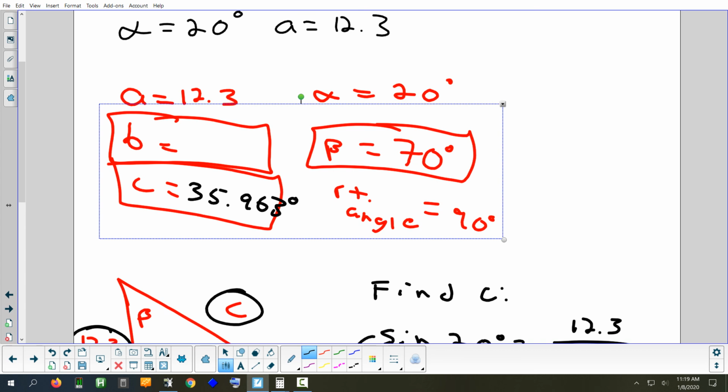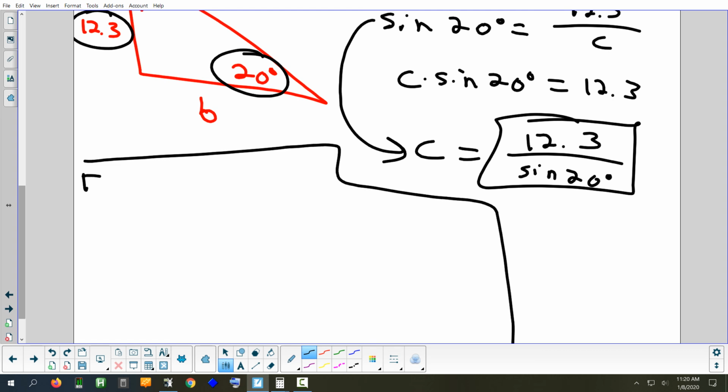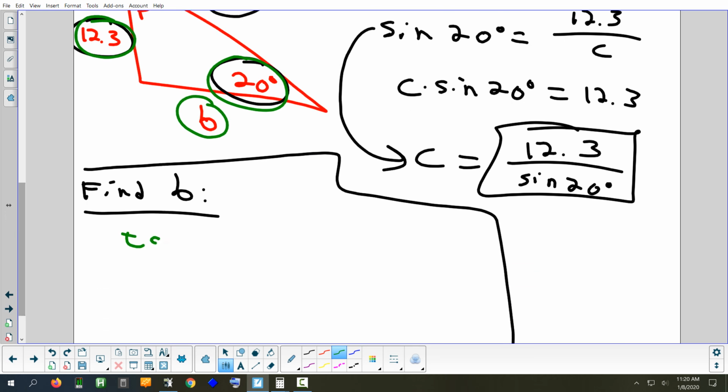All right, now let's find our last side. Find B. Okay, so to find B, focus on what I've circled in green. What trig function am I going to use to find B? Tangent. So tangent is opposite over adjacent. Tangent of 20 equals opposite over adjacent. Now I've got the same kind of setup as last time, so I'm just going to swap B and the tangent 20.